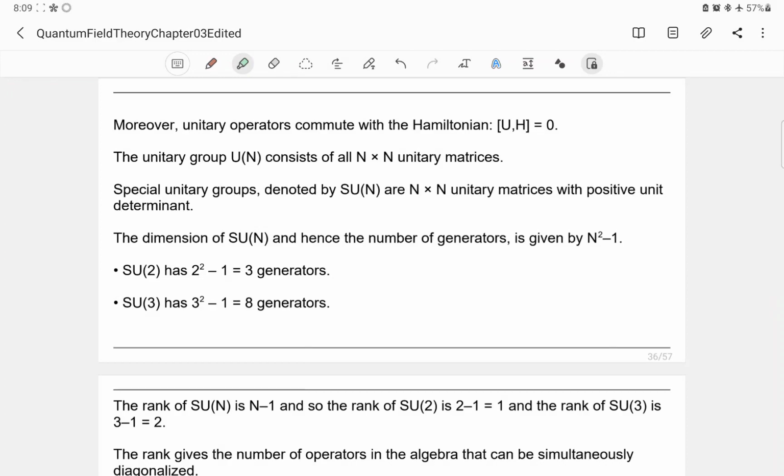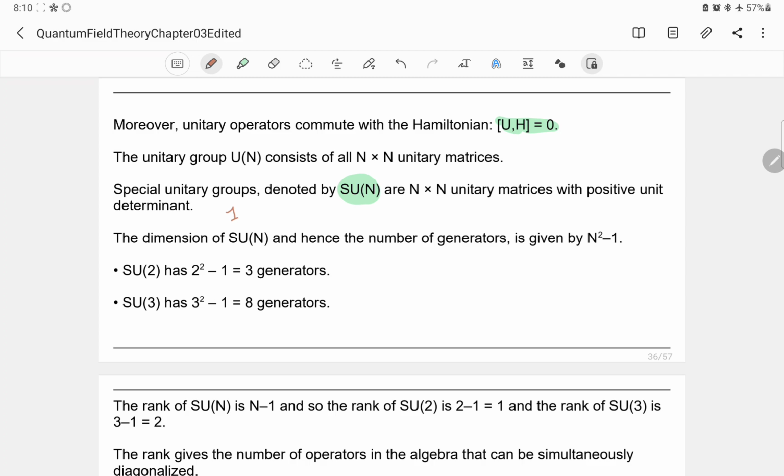And also, unitary operators commute with the Hamiltonian. So you have this here. By the way, the unitary group UN consists of all n by n unitary matrices. So there is a special unitary group, and this is a subgroup of UN. And these are all the n by n unitary matrices with unit determinant that is equal to 1.